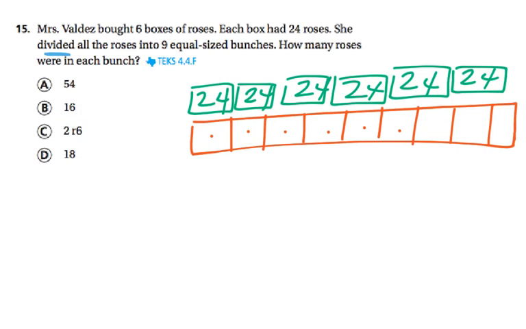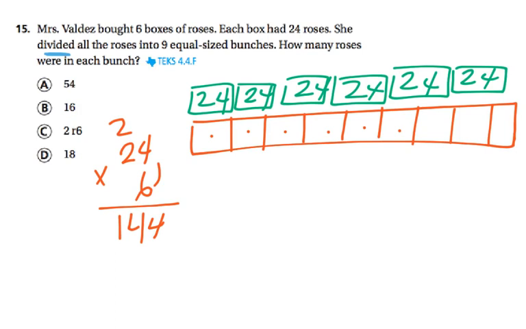Okay, so this is a multi-step problem. The first thing I'm going to have to do is figure out how many flowers I have in all, so that I can then take that amount and divide it by 9 to put them in equal-sized bunches. So I'm going to multiply 24 times 6. 4 times 6 is 24. Carry my 2. 2 times 6 is 12. Plus 2 would be 14. So my total is 144.